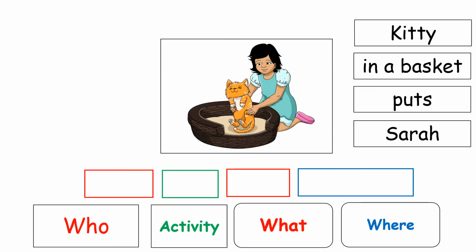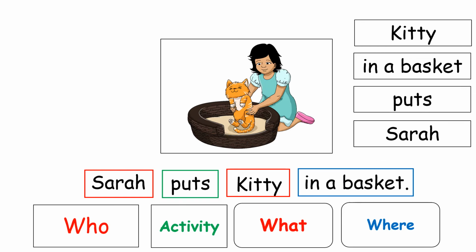Let's try this on our own. Kitty, in a basket, puts Sarah. Think about which word is the subject, which word is the object. Yes, Sarah is the subject. And what is she doing? She puts an object, and this object will be Kitty, the name of a cat here, because it's a capital letter. And where does she put Kitty? In a basket.